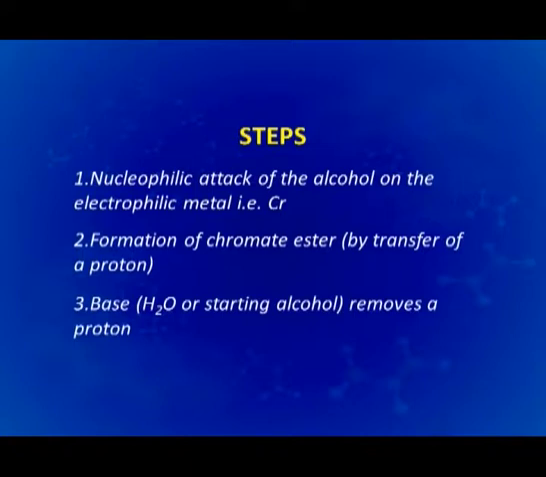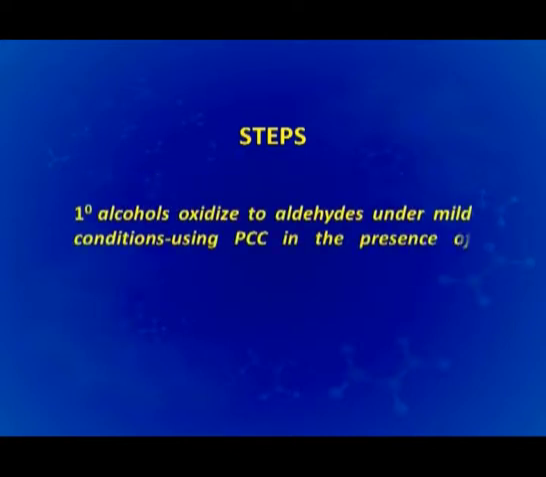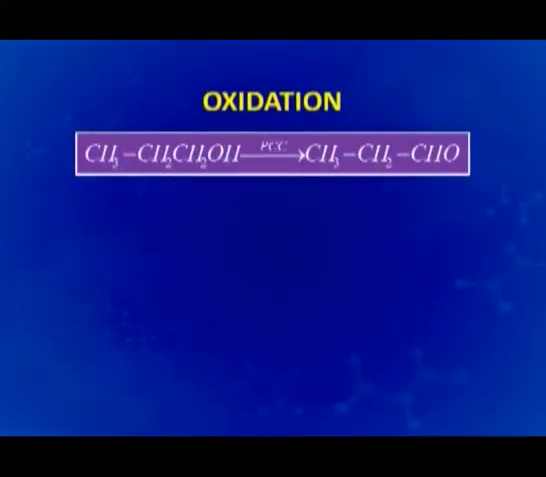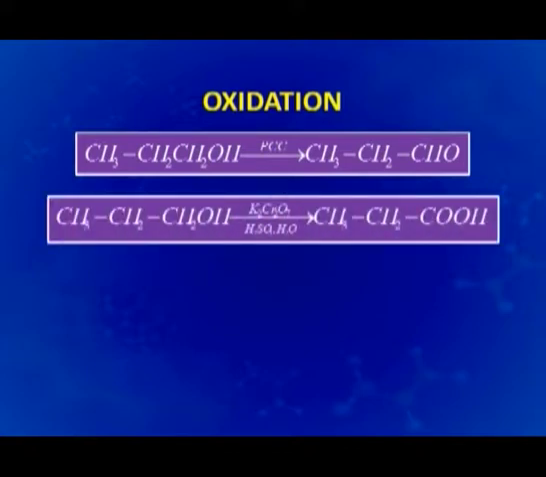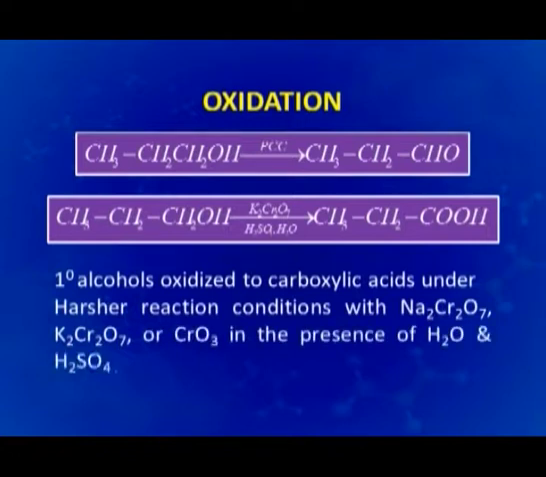proton. And one more thing I want to emphasize is that primary alcohols oxidize to aldehydes under mild conditions using pyridinium chlorochromate in the presence of methylene chloride. So, this is the example reaction of the oxidation of primary alcohols with pyridinium chlorochromate, and the second one is with potassium dichromate. Primary alcohols oxidize to carboxylic acids under harsher reaction conditions with sodium dichromate or potassium dichromate or chromium oxide in the presence of water as well as sulfuric acid.